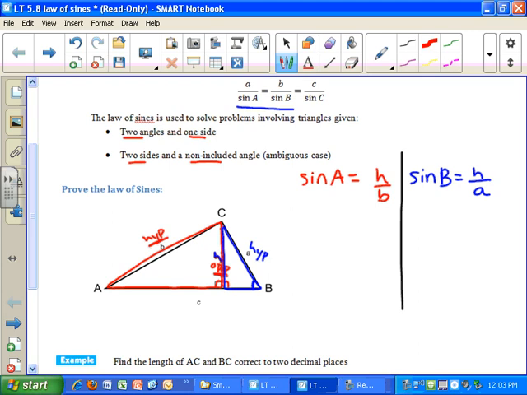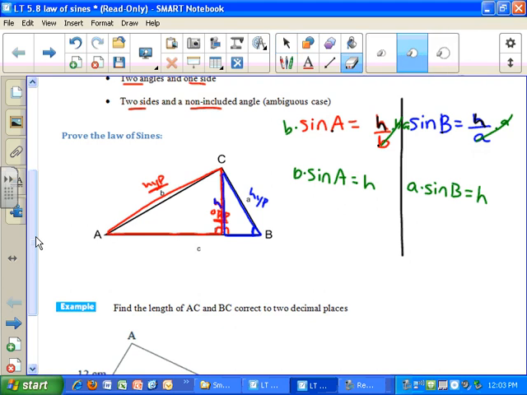We have three different variables in each equation: angle A, side b, angle B, and side a. The one thing in common is that they both have this h. So I'm going to solve each equation for h. If I want to get h by itself, I have to multiply by b. So I get b times the sine of A equals h. In the other one, I can multiply by a, so I have a times the sine of B equals h.